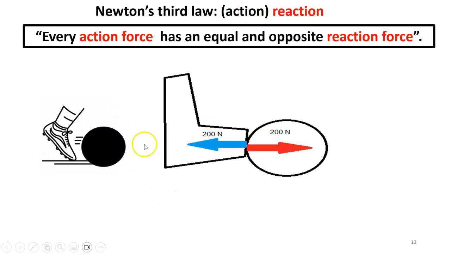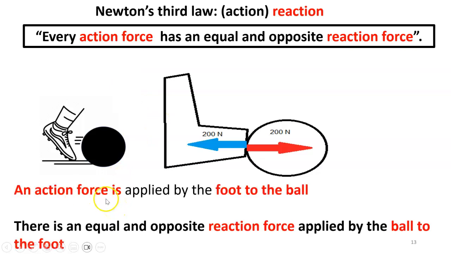So how do we put this into action? It's really, really simple. We just need to make sure we use our definition here. Anything in red we have to apply. So we have to say, where is the action force coming from? Where is the reaction force coming from? So let's have a look. An action force is applied by the foot to the ball, as we've seen there, and there is an equal and opposite reaction force applied by the ball to the foot, and that will slow down the leg swing as it goes through. So that's what we're looking at there. That is our key application for Newton's third law, action reaction.